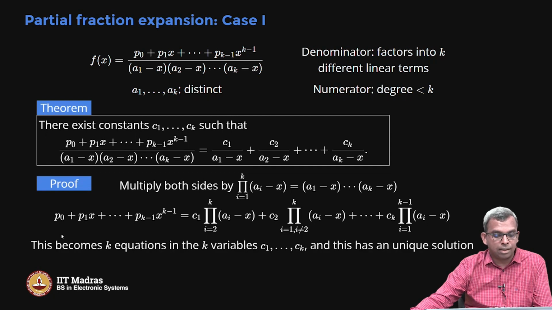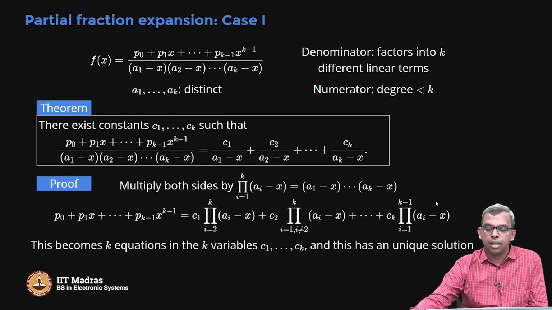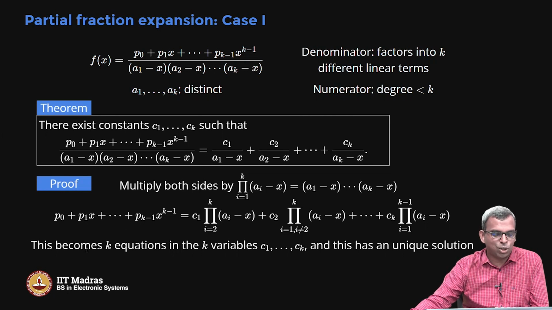Now once you have this, this becomes k equations in k variables, and you can show, I mean this part we will not show in this class, but you can show it has a unique solution. Once you know it has a unique solution, it's very easy to find that unique solution, and we'll go ahead and find it. So this is a very sketchy proof. I've not shown this crucial thing, that these are k linear equations in k variables.